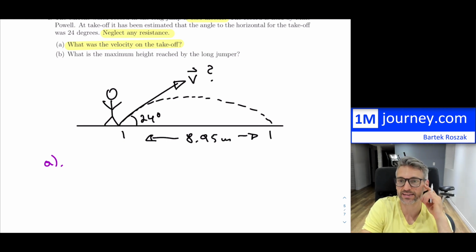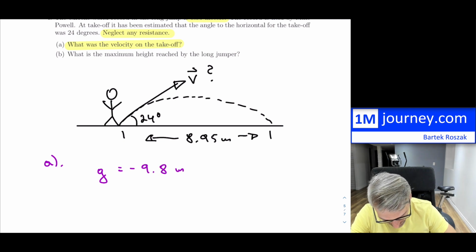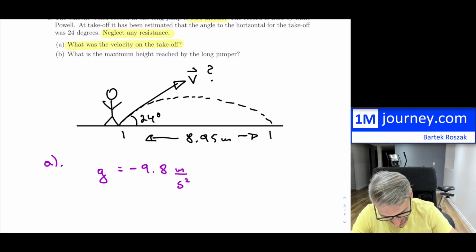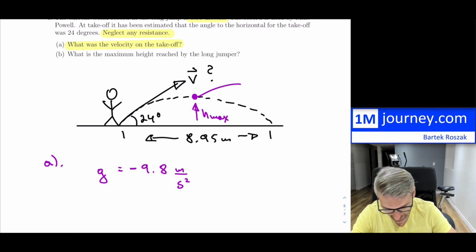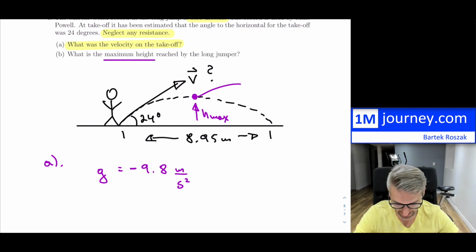If we're going to be neglecting any resistance, really the only thing in the Y component is gravity. So we know that gravity is going to be pulling this long jumper down. I'll put a negative there. So that's what we know there. We know that at the highest point, right here, this would have been your H maximum, which actually, what is the H maximum? Notice that they ask us that in part B.